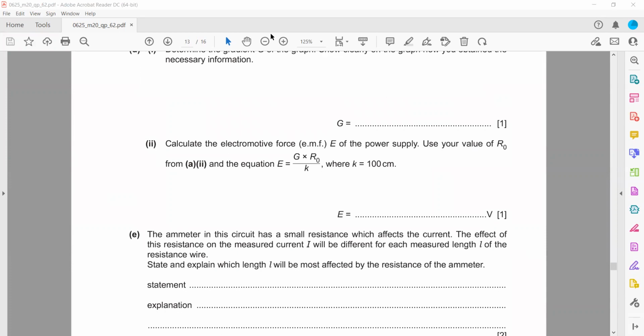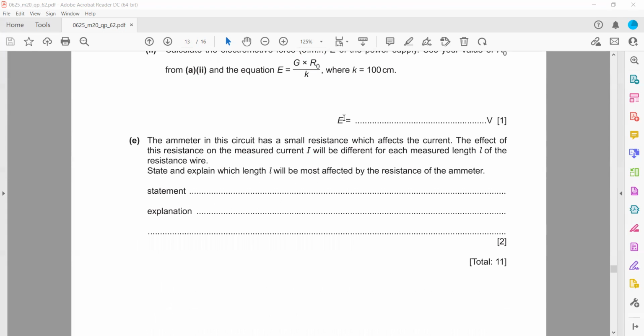And with the gradient, how do you find the value of E? E is equal to gradient times R0 divided by K. The gradient is there, which you will already have calculated from the graph. R0 is the original resistance, which we calculated, and K is 100. So this will give us the value of E.